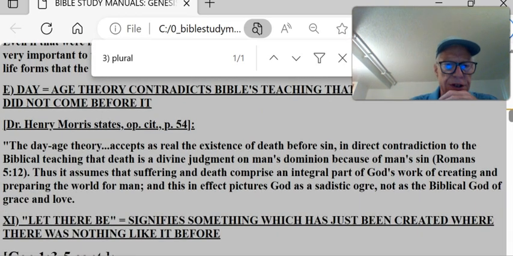The day-age theory accepts as real the existence of death before sin, in direct contradiction to the biblical teaching that death is a divine judgment on man's dominion because of man's sin, Romans 5:12. Thus, it assumes that suffering and death comprised an integral part of God's work of creating and preparing the world for man. And this, in effect, pictures God as a sadistic ogre, not as the biblical God of grace and love.